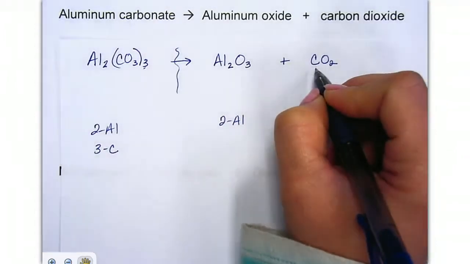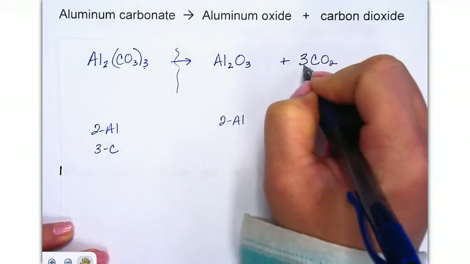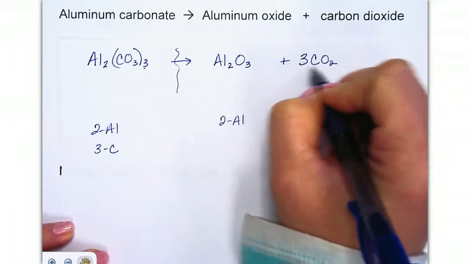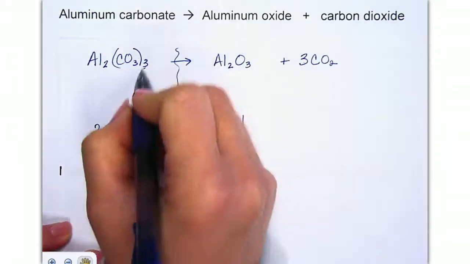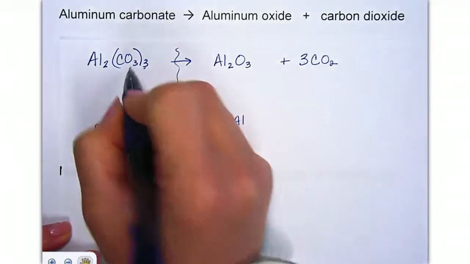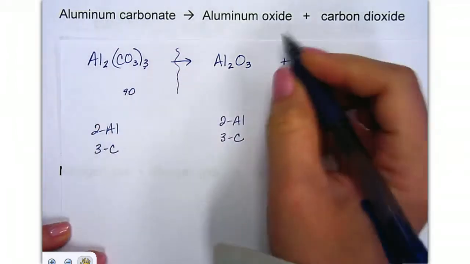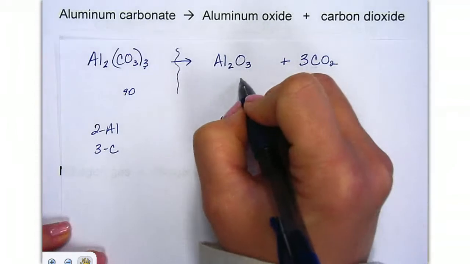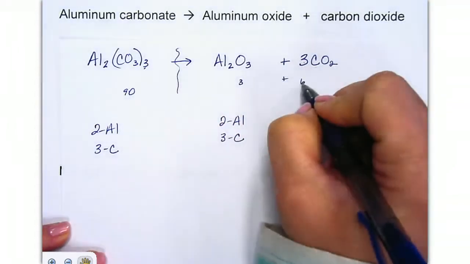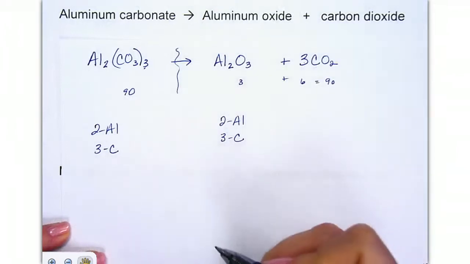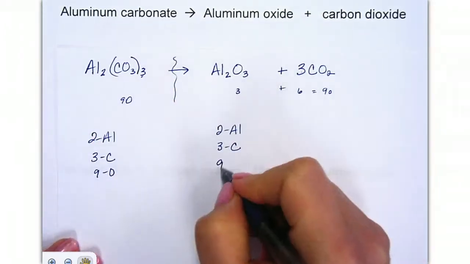So in order to fix this, I'm going to add a coefficient of 3 in front, which is going to distribute to each of these. Now I have 3 carbons on the right hand side. On the left I have 3 times 3 is 9 oxygens. So I'm going to just jot that down right here. 9 oxygens on the left. And then I have 3 here plus 3 times 2 makes 6, which equals 9 oxygens on the right. So I do have my 9 oxygens on the left and I have 9 oxygens on the right.